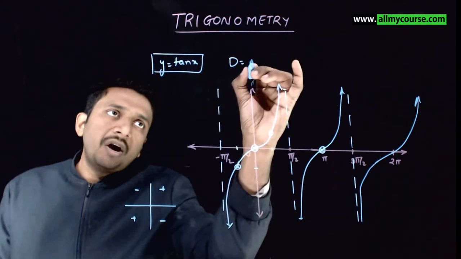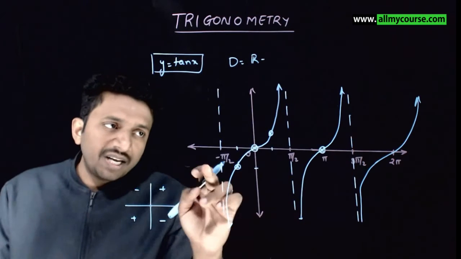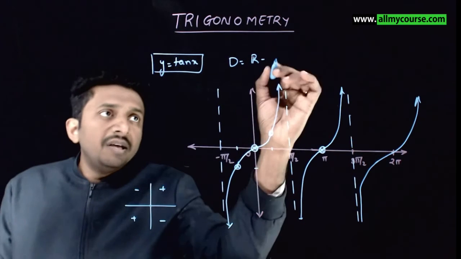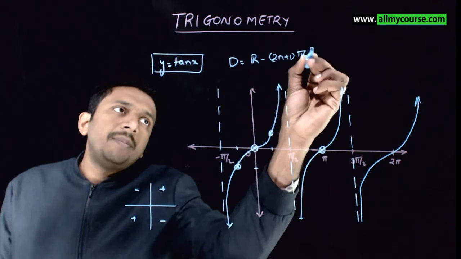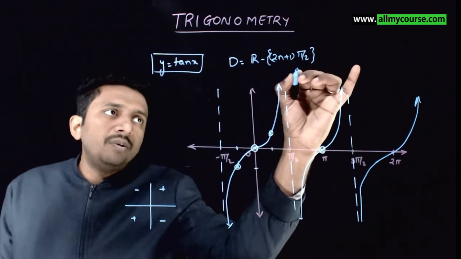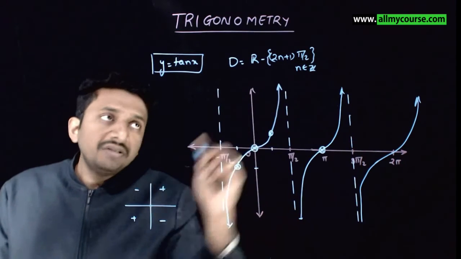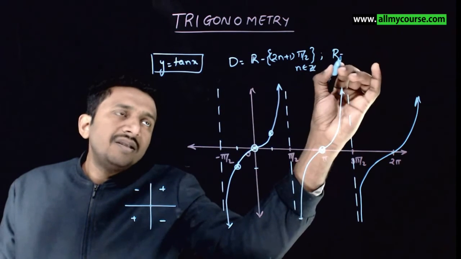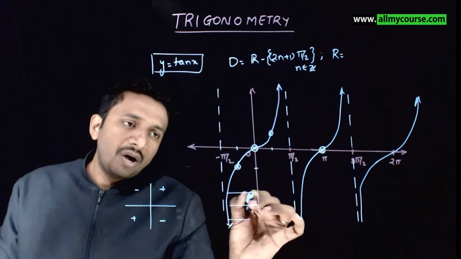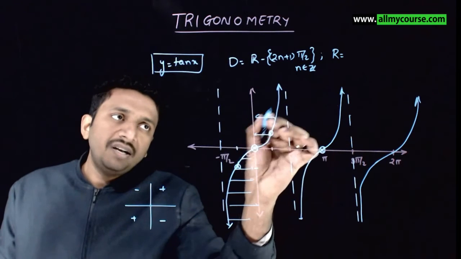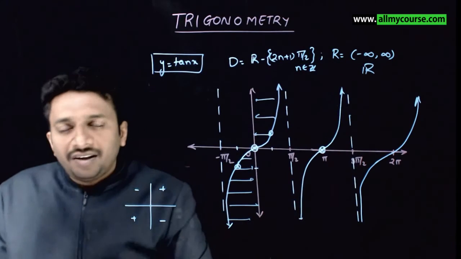The domain of this function is all real numbers except the odd multiples of pi by 2, because at odd multiples of pi by 2, tan becomes infinite. That is, all real numbers minus the set containing (2n plus 1) times pi by 2, where n belongs to integers. This is the domain of this function. And what is the range of this function? The range is nothing but all real numbers, minus infinity to plus infinity. This graph covers all the values of y from minus infinity to plus infinity.